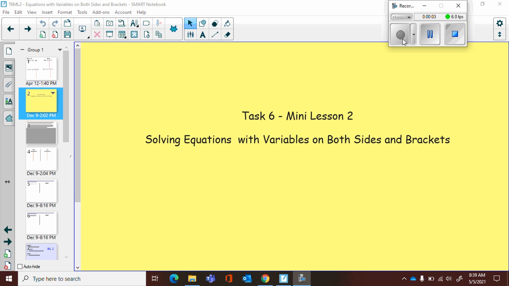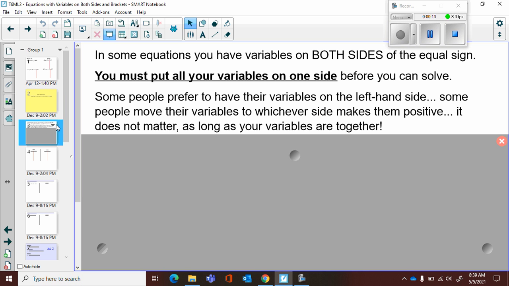This video lesson will be about solving equations that have variables on both sides of the equal sign, and that may also include brackets. So in some equations, you have variables on both sides of the equal sign. In order to solve, you have to put all your variables on one side of the equation and then solve it so that all of the numbers are on the other side of the equation.